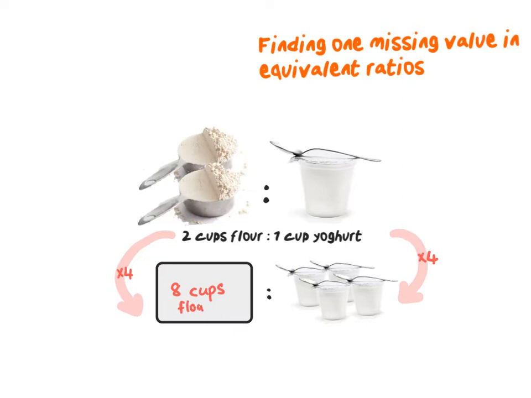So in this case, we also have an equivalent ratio of 2 to 1, which is the same as 8 to 4, but there's only one value that is missing in this case.